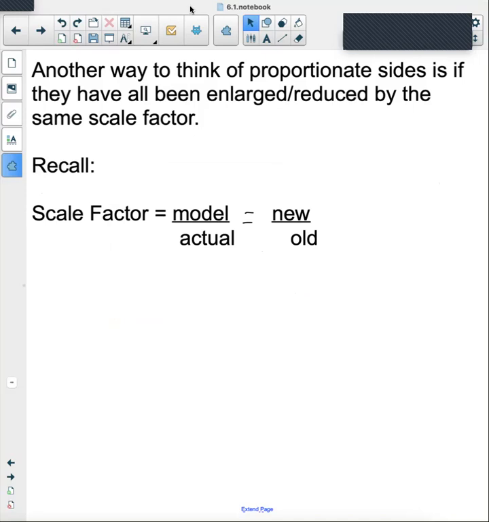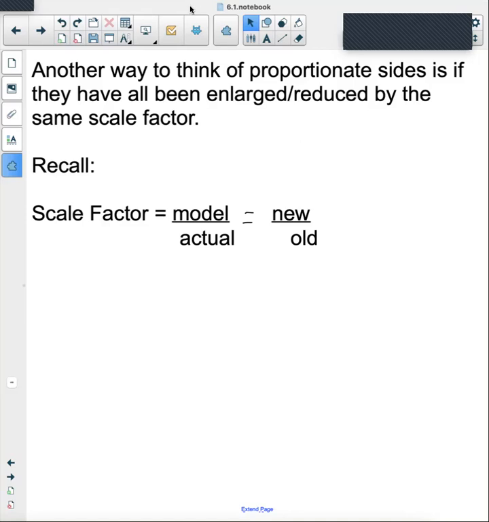Okay, so this formula here is how we are going to check if our images are similar, to see if they have been enlarged or reduced by the same scale factor. Scale factor can be calculated by dividing the size of the model by the size of the actual thing. So if it's a model of an airplane, for example, say the model is 5 centimeters and the actual airplane was 10 meters. To find that scale factor, we just divide the one by the other.